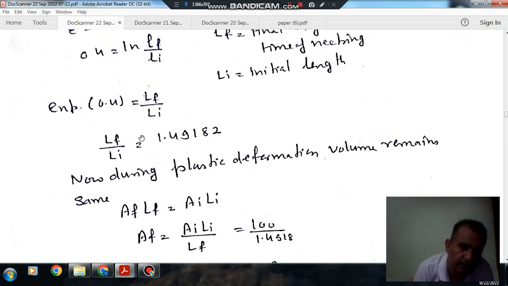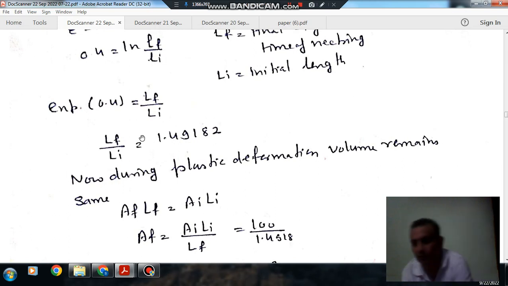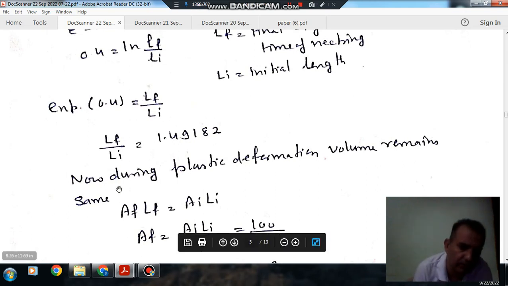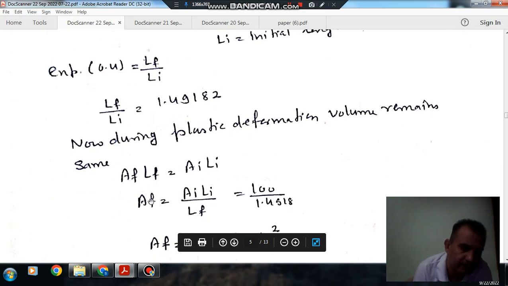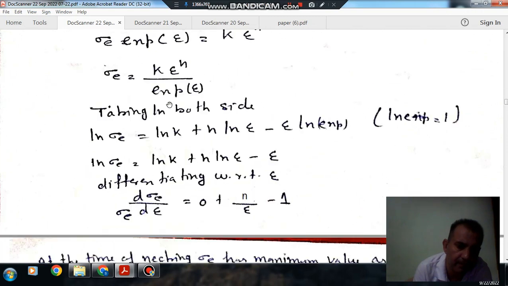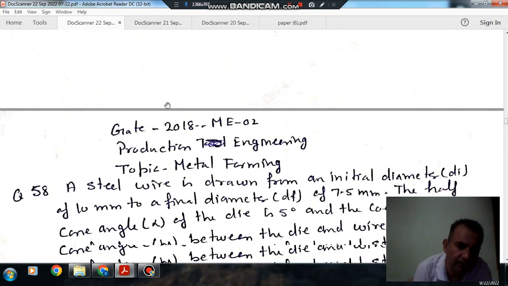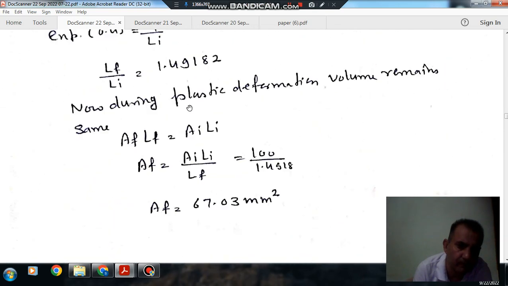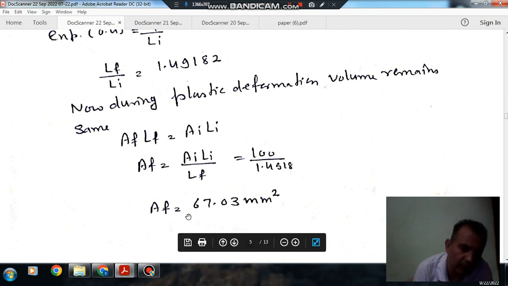Now in plastic deformation we know that the volume remains constant, so final volume equals initial volume. Af times Lf equals Ai times Li, or Af equals Ai Li by Lf. Ai is 100 mm square, which is given, and Li by Lf we have just calculated. Lf by Li is 1.49182, so the final area is 67.03 mm square.